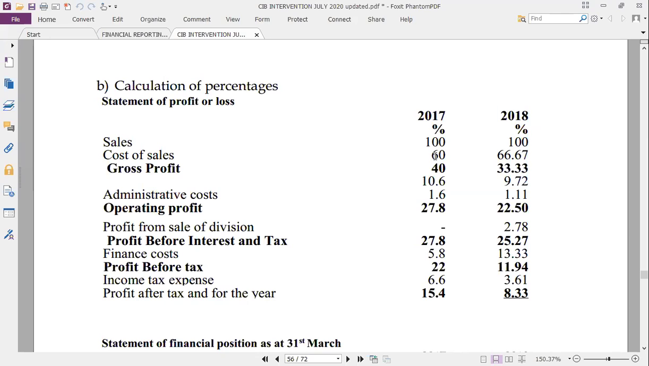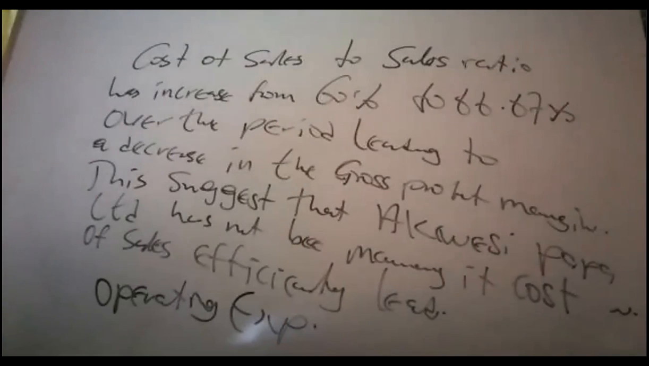So you check for that item. Over here, you can see that it is 60%, right? So most of the sales push into cost, which is very bad. Good. So that's the common size analysis for profit or loss.